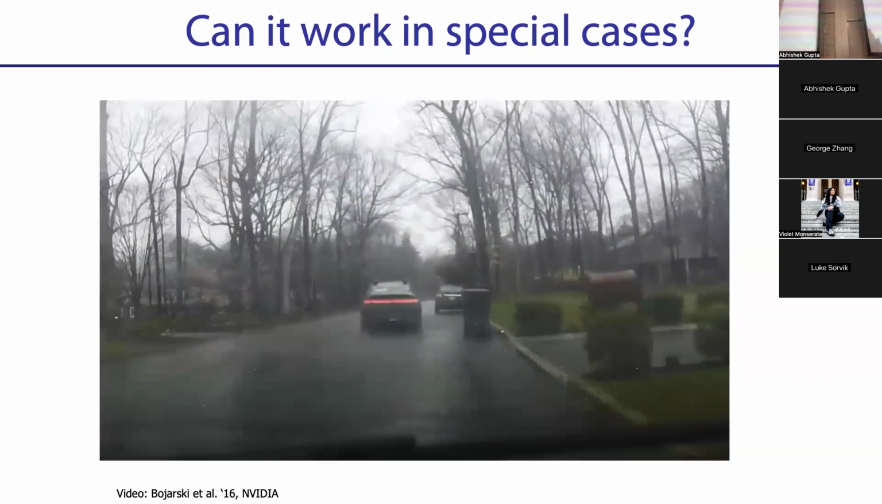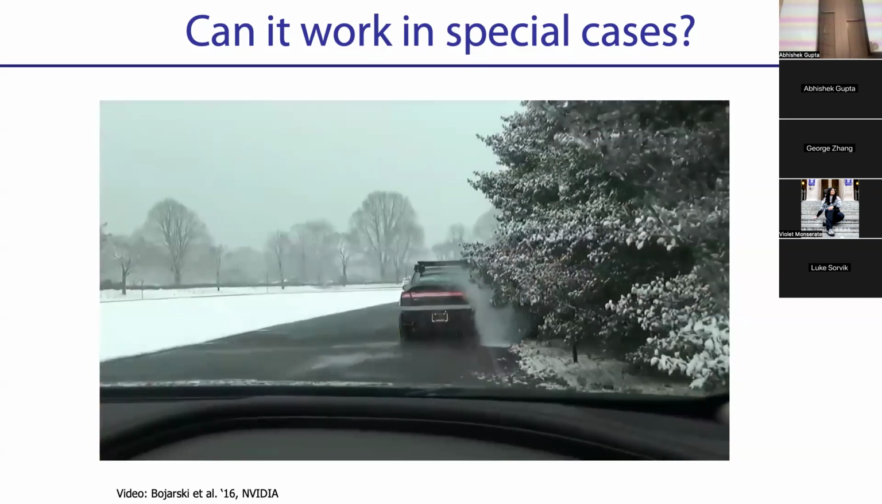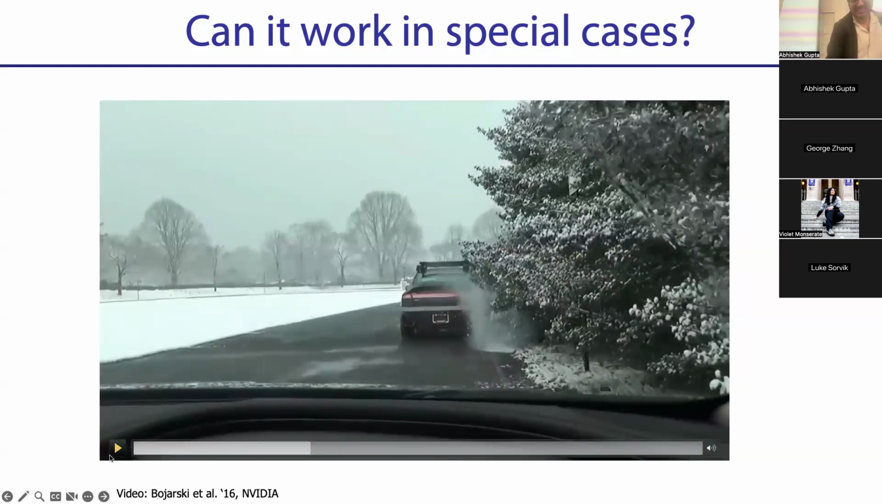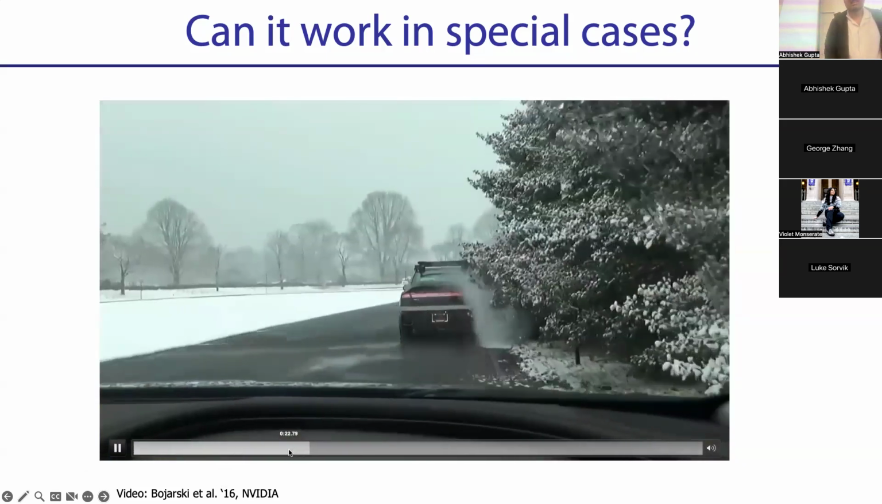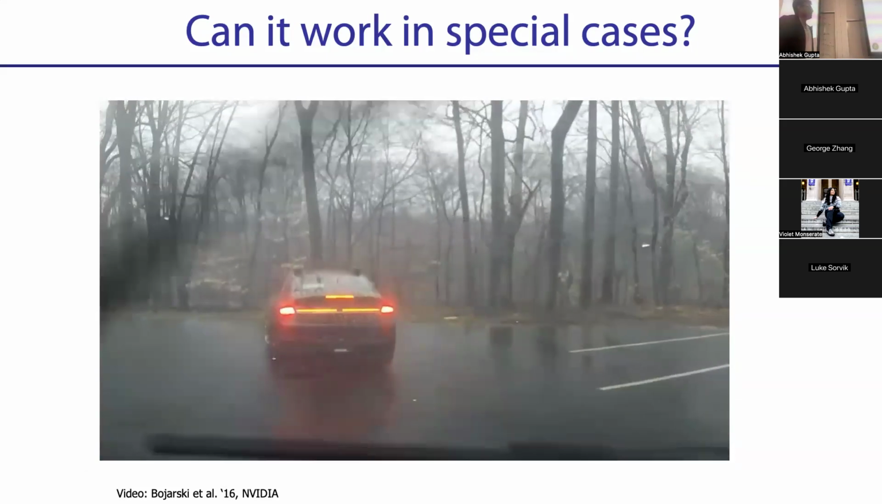As you can see, it's running over cones and doing crazy stuff. Right, so this is what behavior cloning does. Let's see. So you wouldn't trust a car like this to be deployed, right?